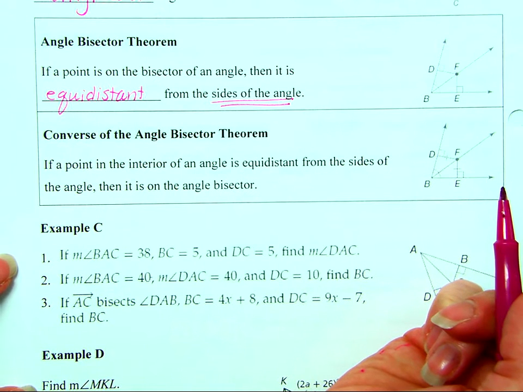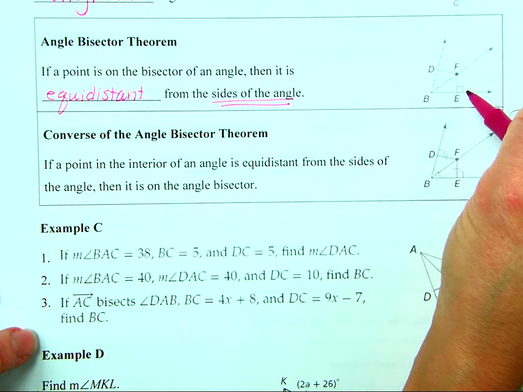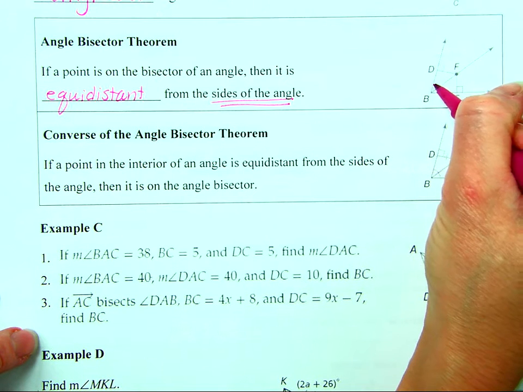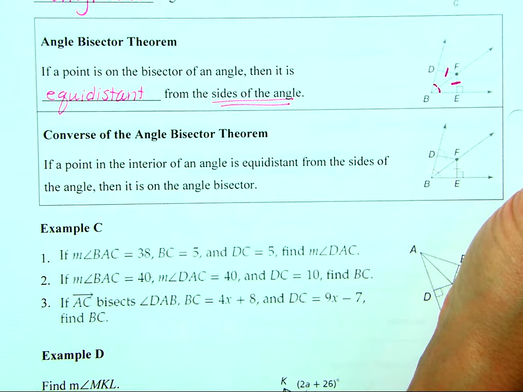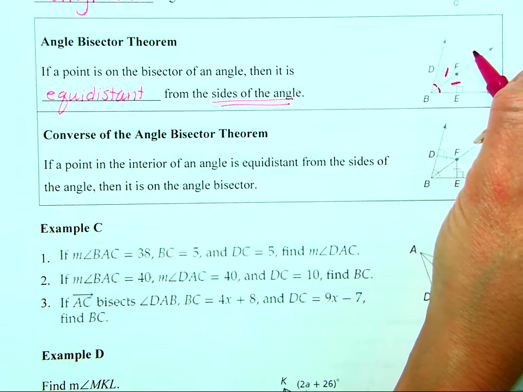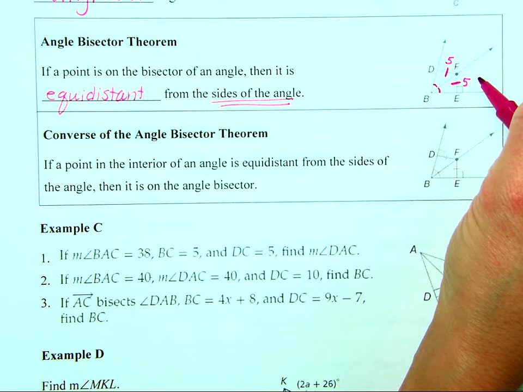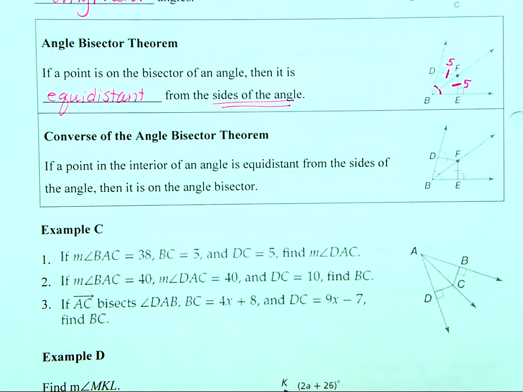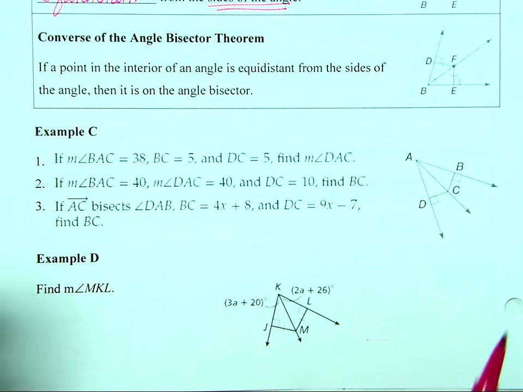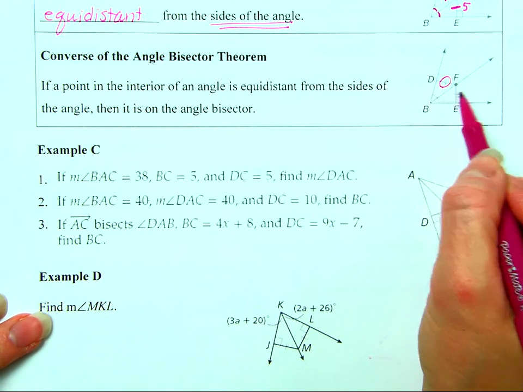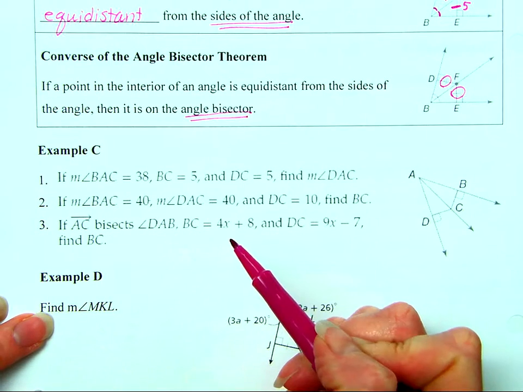Now the shortest distance between a point and a line is a straight line, which is why they have those 90-degree markings. But if this is marked as my angle bisector, I know that this segment here and this segment here would have to be equal. And so I know if this had a length of 5 units, this would also have a length of 5 units. The converse of that is also true. If a point on the interior of my angle is equidistant, so if I know that these are the same distance, then there must be an angle bisector.